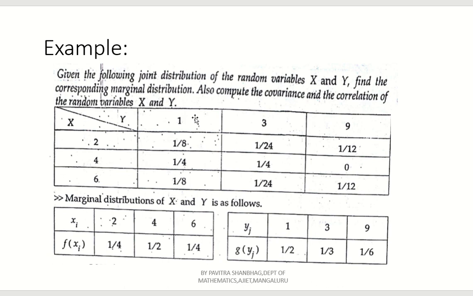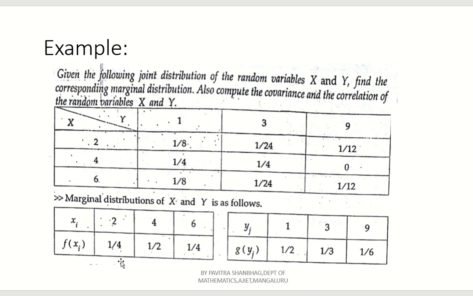Similarly, compute it for y: 1, 3, 9. Column wise add 1 by 8 plus 1 by 4 plus 1 by 8. So here 2 by 8 means 1 by 4. 1 by 4 plus 1 by 4 means 2 by 4, that is 1 by 2. Similarly, 1 by 24 plus 1 by 4 plus 1 by 24 gives 1 by 3. Then 1 by 12 plus 1 by 12 means 2 by 12, that is 1 by 6. So these are the marginal distribution of x and marginal distribution of y respectively.